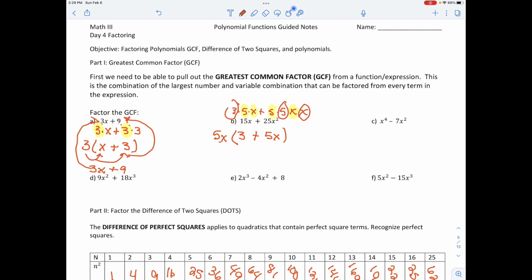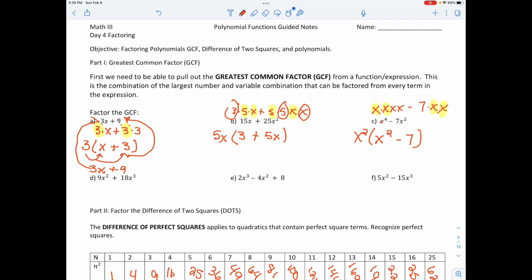Now C, they do not have a numerical GCF. There's no number that goes into both 1 and 7 other than 1. But what do I do with the x's? I have 4 x's here, minus 7 times x. So what do they have in common? They have an x in common. What else? There's another x in common. So I'm going to take out what they have in common, which is x squared, and write what's left, which would be x squared minus 7.